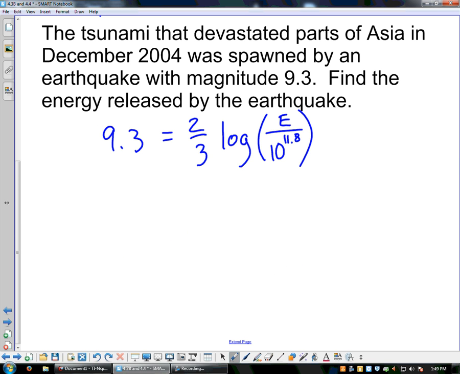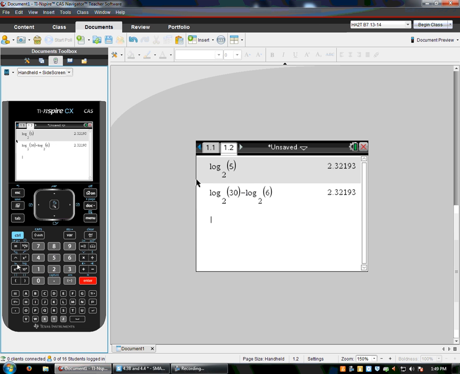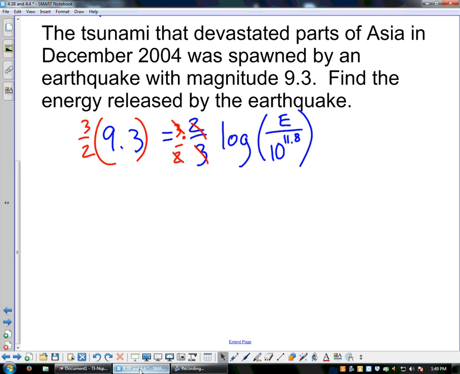And to solve this equation, we would want to multiply both sides first by 3/2. That will get rid of the 2/3. So 3/2 times 9.3 on my calculator. 3/2 is 1.5 times 9.3, and I'm getting 13.95. And that's equal to log of E over 10 to the 11.8.